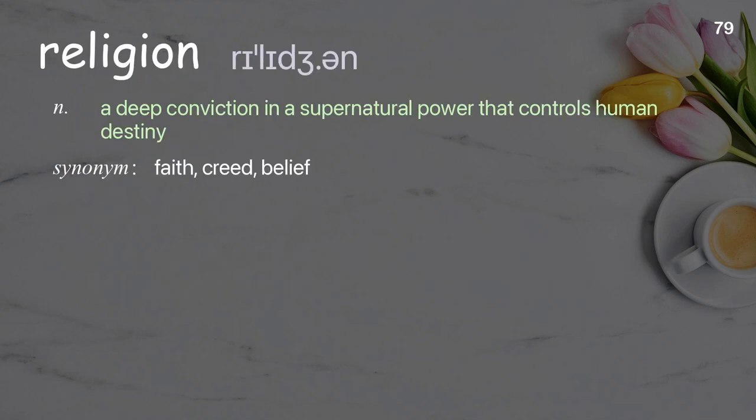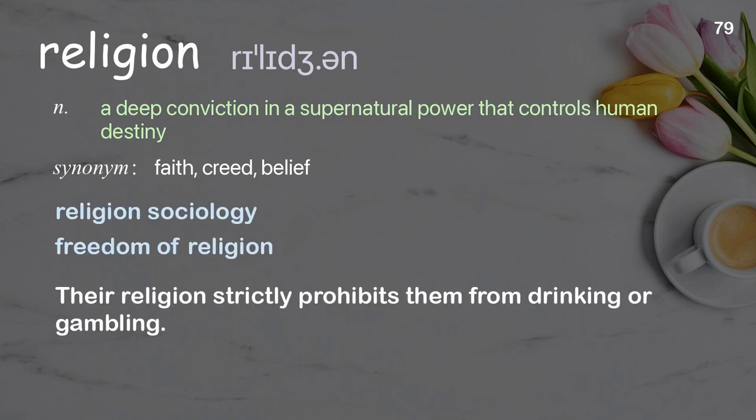Religion. A deep conviction in a supernatural power that controls human destiny. Examples. Religion sociology. Freedom of religion. Their religion strictly prohibits them from drinking or gambling.